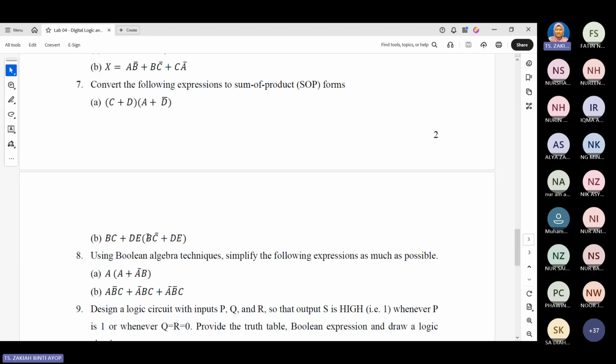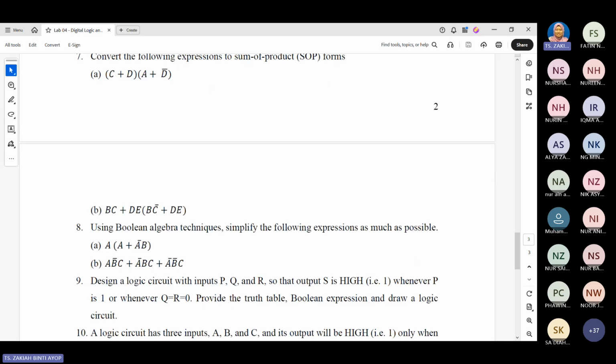The answer is, look at the bracket. In which side does the bracket need to multiply? If it's on the BC side, then you need to multiply BC with the BC bar plus DE expression. But right now, the bracket is after the second term, DE. So you just need to multiply this one. Only the DE will be multiplied with the expression inside the bracket, but not the BC. So don't get confused, understand the expression.